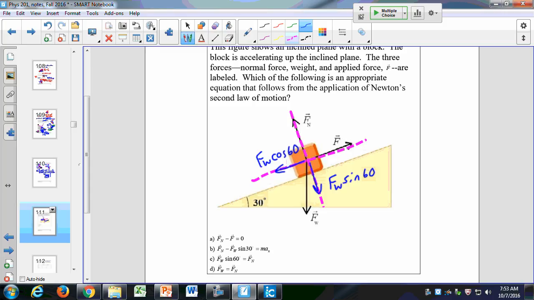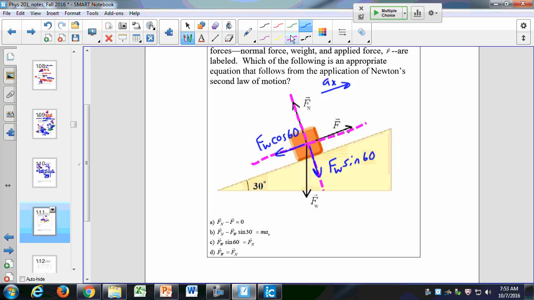It says it's accelerating up the inclined plane, so AX is in that direction. Notice that's positive AX. So I would have Fn minus Fw sine of 60 equals 0 because AY equals 0. And then in the x direction, I have F minus Fw cosine 60 equals MAX. I can't set that to 0 because it's accelerating.